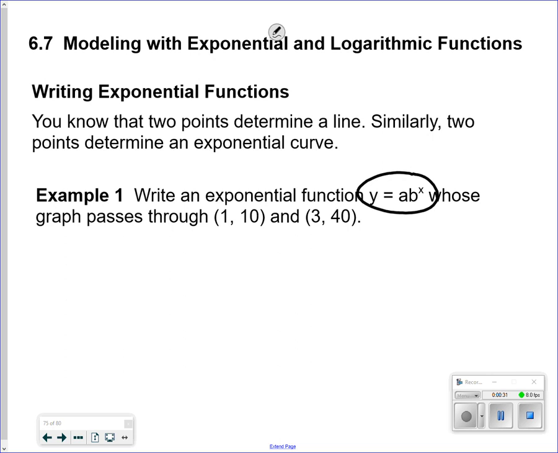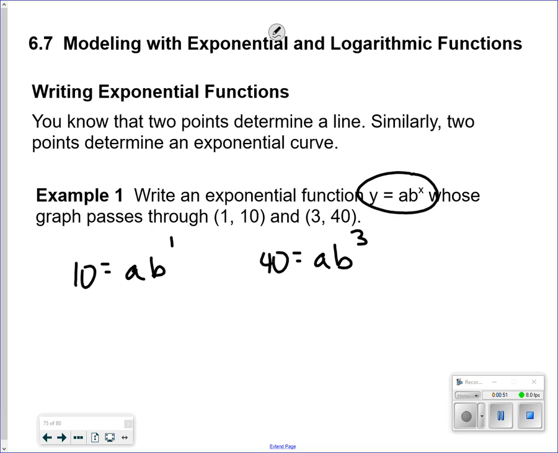I'm going to give you 2 points here. So I'm giving you an x and a y. What I'm not giving you in this function is the a and the b. So I know that 10 is equal to ab raised to the first, and I know that 40 is equal to ab raised to the third. And so this is a situation in which we have 2 equations and 2 unknowns.